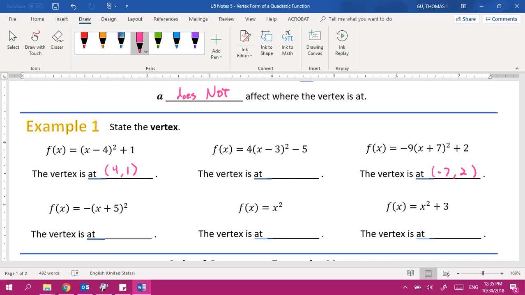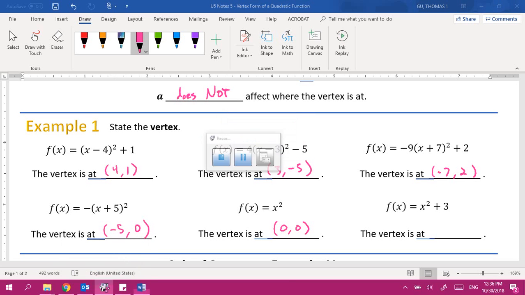Alright, good. So I want you to take a second and fill out the rest of them. Alright, let's check our answers. So for this middle one, f of x equals 4 times x minus 3 quantity squared minus 5. What's the vertex there? 3, comma negative 5. That's right. What about for the bottom left one right here? 5. Negative 5, right? Because it's opposite of the inside the parentheses. And 0, right? Because there's no k value. So when it's missing, it's just 0, right? Because you don't have to write plus 0. That's pointless. Alright, what about f of x equals x squared? That's our parent function. 0, 0.